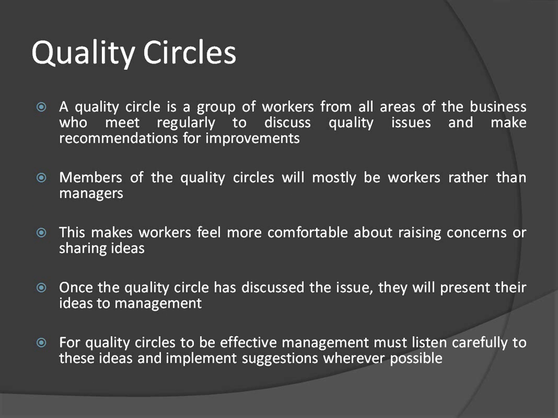But how else can workers be involved in managing quality? Well, a quality circle is another strategy that businesses can employ. A quality circle is a group of workers from all areas of the business who meet regularly to discuss quality issues and make recommendations for improvements. So it's mostly workers who are involved in this, and they meet together to discuss quality issues that have been identified or brought to them by anybody within the business, and they talk about how they can resolve those issues.